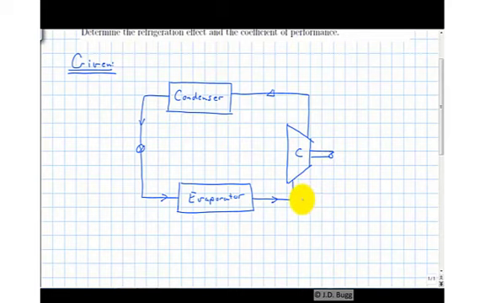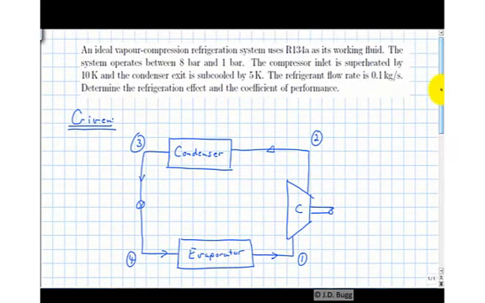Number the state points around here. It doesn't matter really where you start, but we'll start at the inlet to the compressor as 1, 2, 3, and 4. So that's what a vapor compression refrigeration system looks like. Now we'll go back and read through the problem again and put properties at the right place on here.